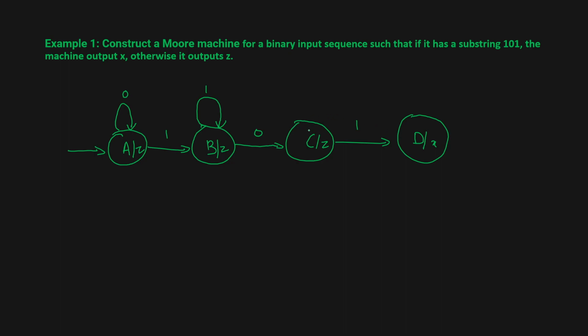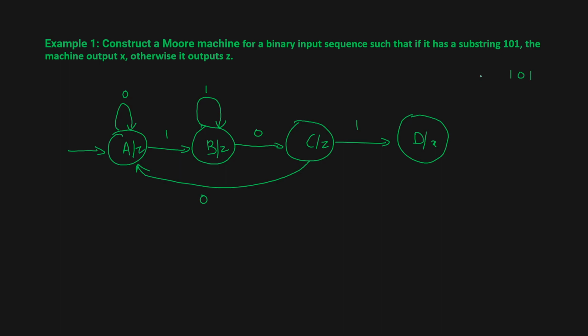And in state C, what happens? So let's say you're in state C, you have already got 1 0. If you get 1, you go to state D. But if you get 0 again, then what you have to do? You have to come back to state A itself. Why? Because you want the sequence 1 0 1.